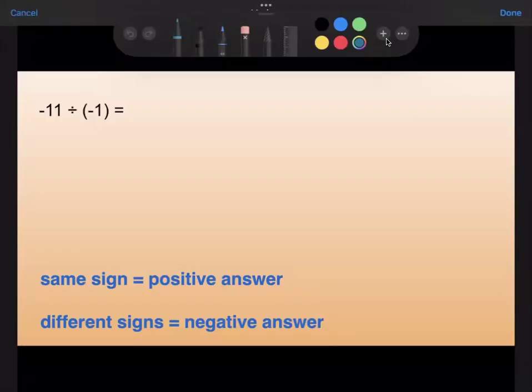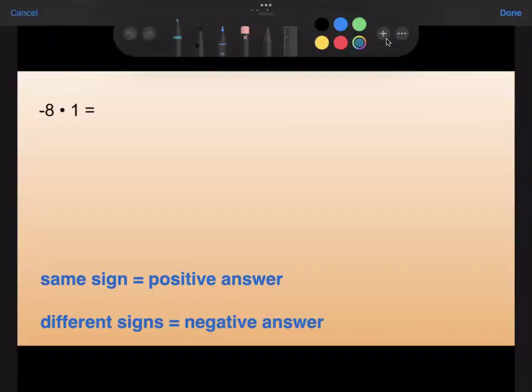Okay, so here's our next one. We're going to take -11 and divide it by -1. First, we determine whether the answer is going to be positive or negative. Since they both have the same sign, they're both negative numbers, the answer is going to be positive. So I'm going to put a positive sign there, just so I know that I've already thought about this. The second step is to do the calculation. I'm going to take 11 and divide it by 1. Any number divided by 1 is that number itself. So that's going to have to be 11. So the answer to this would be positive 11 or just 11.